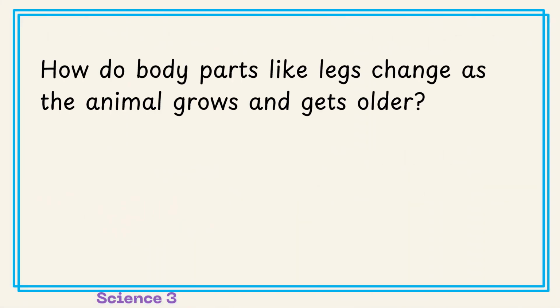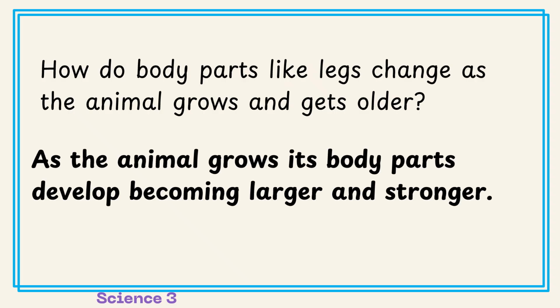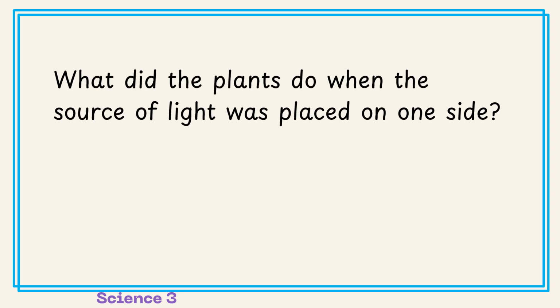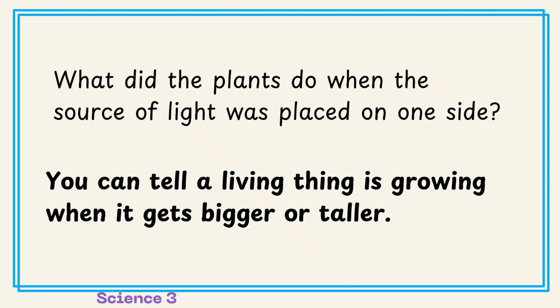How do body parts like legs change as the animal grows and gets older? As the animal grows, its body parts develop, becoming larger and stronger. What did the plants do when the source of light was placed on one side? You can tell a living thing is growing when it gets bigger or taller.